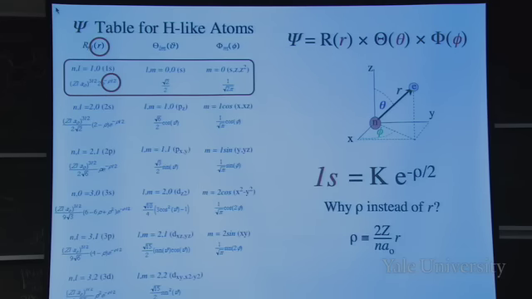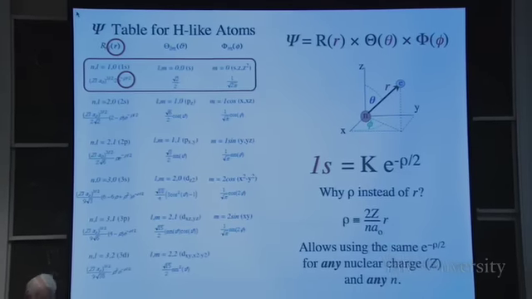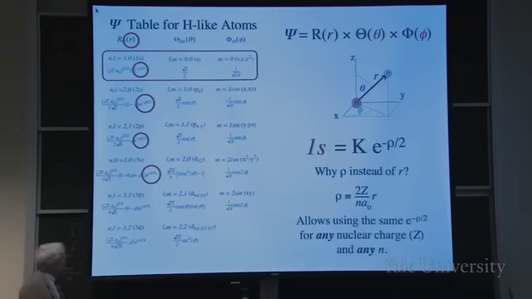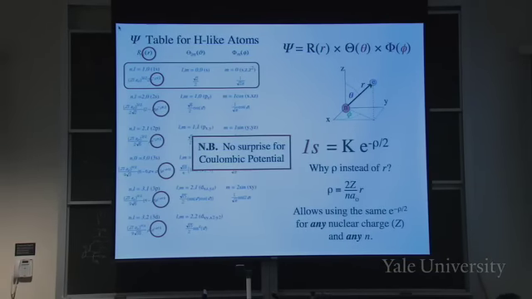So you get the same thing, so it makes the table very compact, right? Because you use the same thing no matter what atom you're dealing with. If you work in units of rho rather than r, that is, scale r to take into account the fact that you can have various nuclear charges, that allows using the same e to the minus rho over 2 for any nuclear charge Z and any n. And notice every one of these has e to the minus rho over 2 on it.